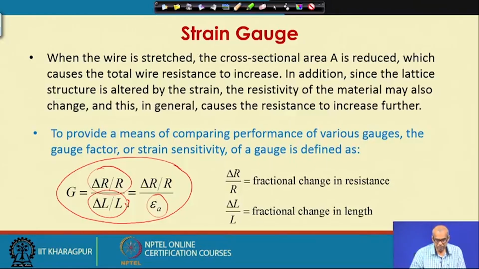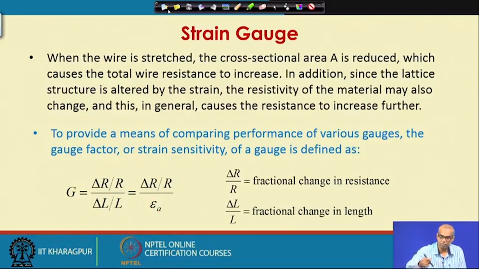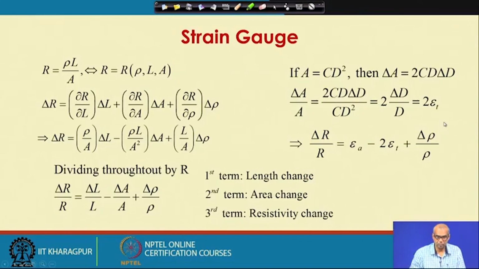So, delta R by R divided by axial strain is gauge factor, and delta R by R represents fractional change in resistance, and axial strain represents fractional change in length. So, the gauge factor is fractional change in resistance divided by fractional change in length. Now, let us try to get an expression for gauge factor.